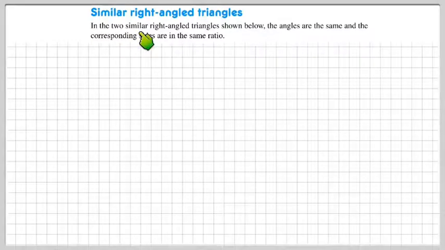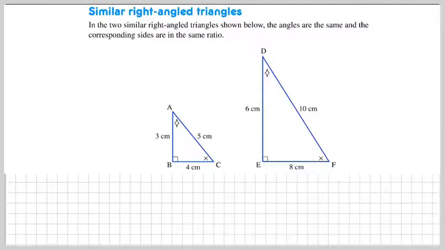So, in two similar right-angled triangles, which we'll see in a minute, the angles are the same and the corresponding sides are in the same ratio. That is, if they're similar. That means that they're scale models of each other. Here they come. Right now, these are the same shape, they are similar. One is a scale model of the other.